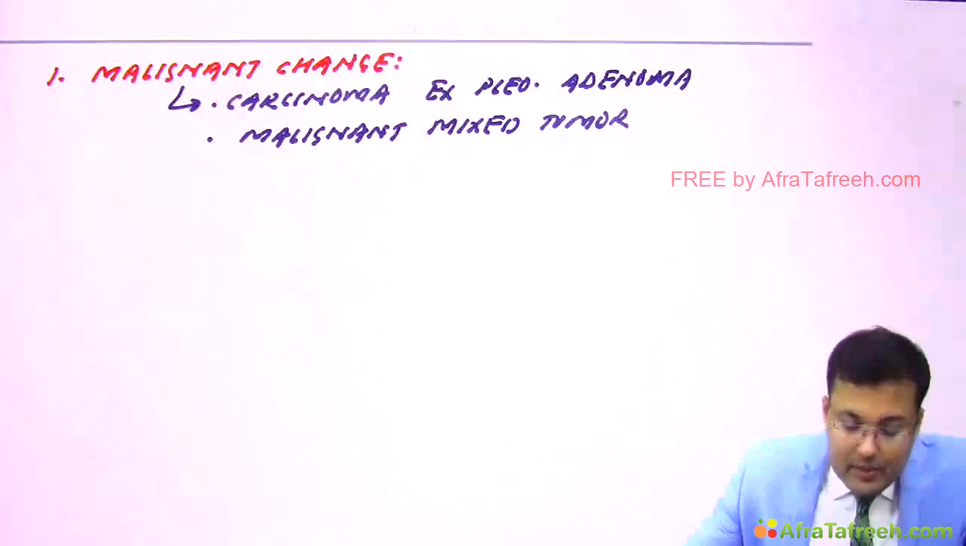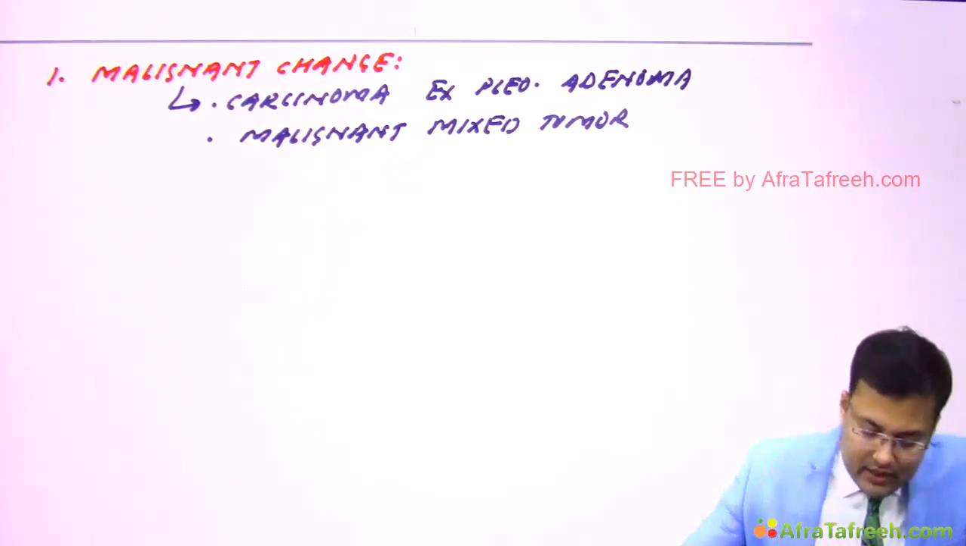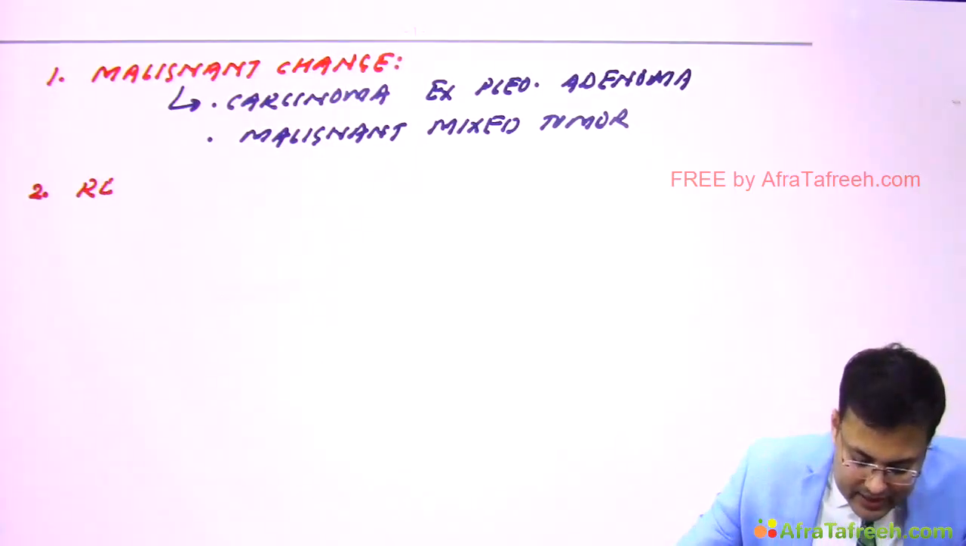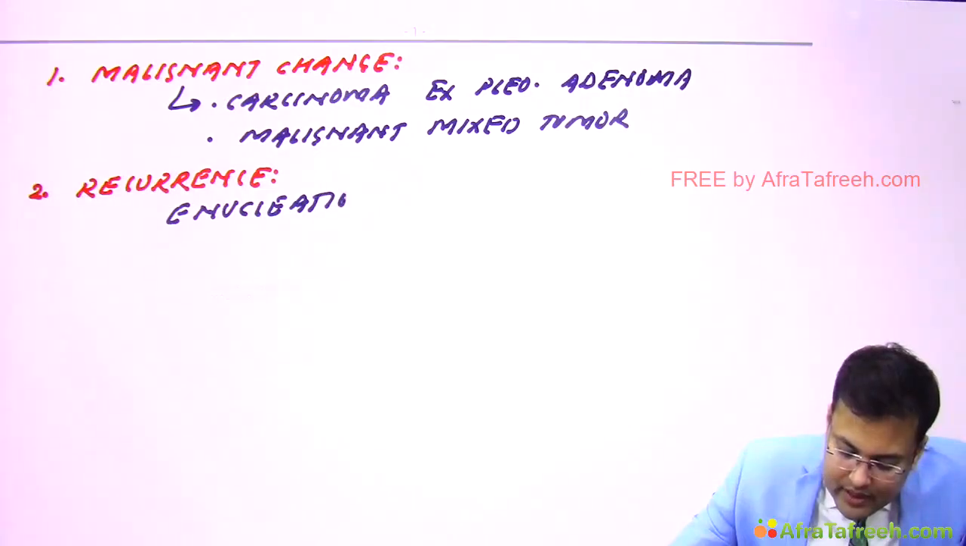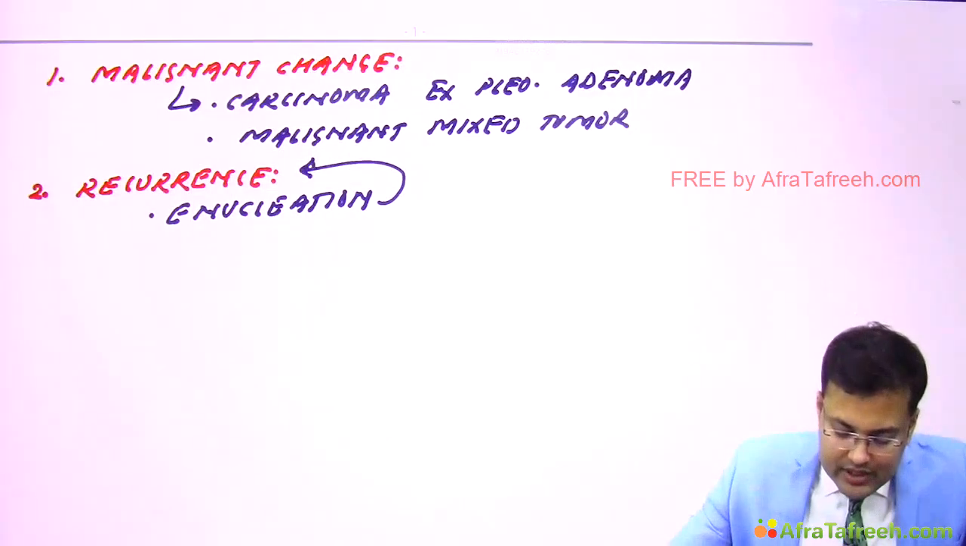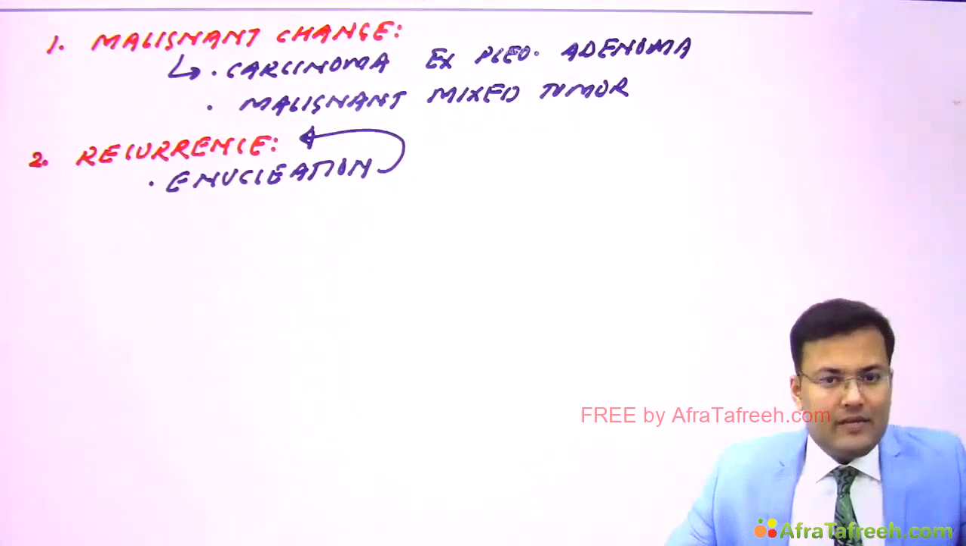What is the second problem? Whenever the surgeon is going to perform enucleation, the second complication is recurrence. So in which cases is recurrence going to occur? Whenever enucleation is done. So if enucleation is done, it can lead to recurrence. So these are the two complications seen in pleomorphic adenoma.